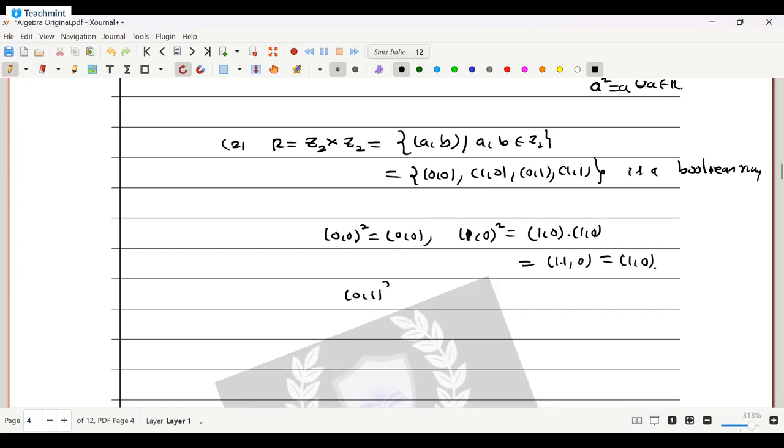Similarly (0,1) whole square equal to 0 into 0, 1 into 1, which is (0,1). And (1,1) whole square equal to 1 into 1, 1 into 1. So which is equal to (1,1). So therefore, R is equal to Z2 cross Z2 is a Boolean ring. So therefore, R is a Boolean ring.